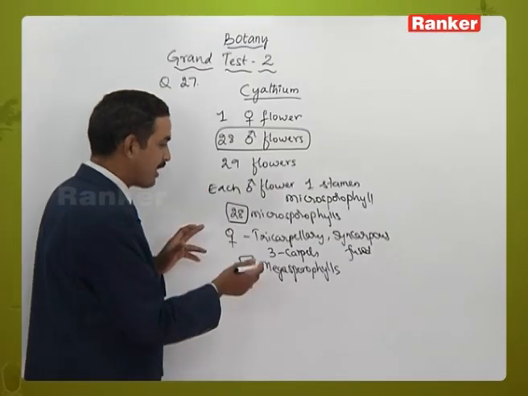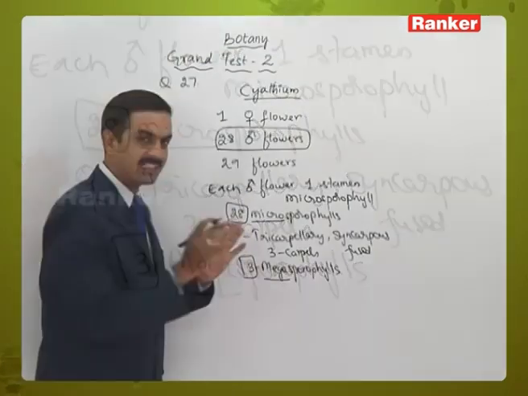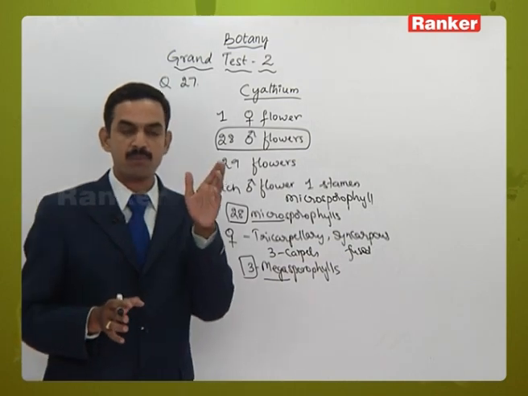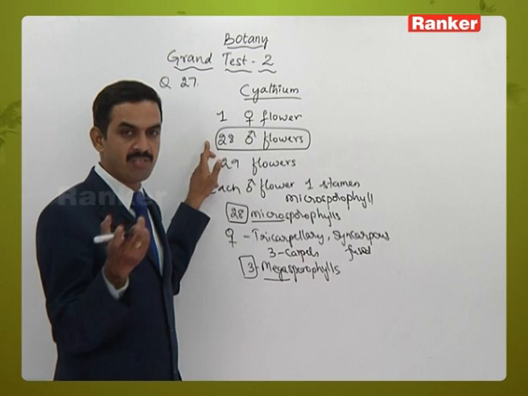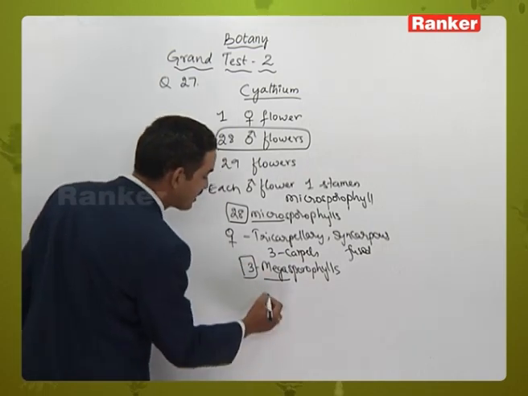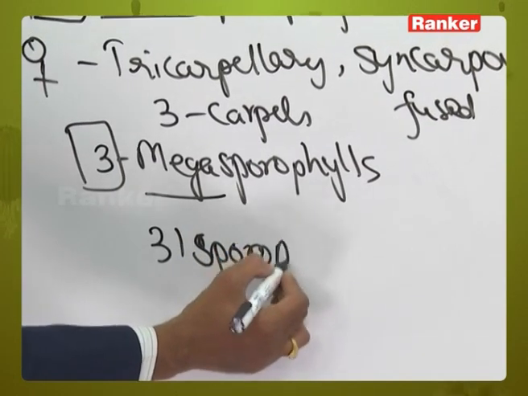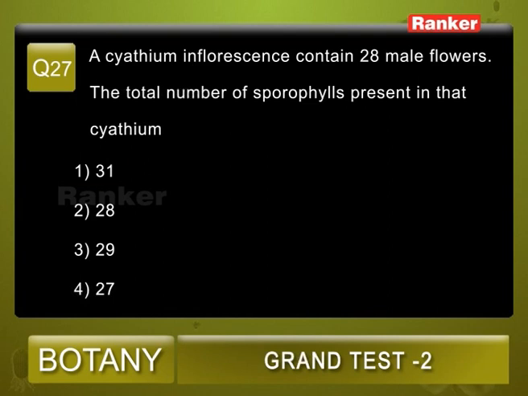Now the total number of sporophylls: here they are not asking about micro and mega separately. Combined, how many sporophylls are there in that cyathium where 28 male flowers are there? That is 28 plus 3, a total of 31 sporophylls present. So question number 27, the correct answer is 1.